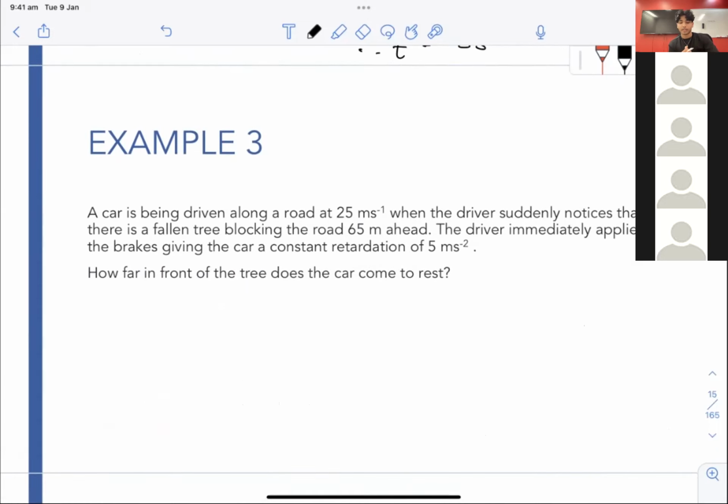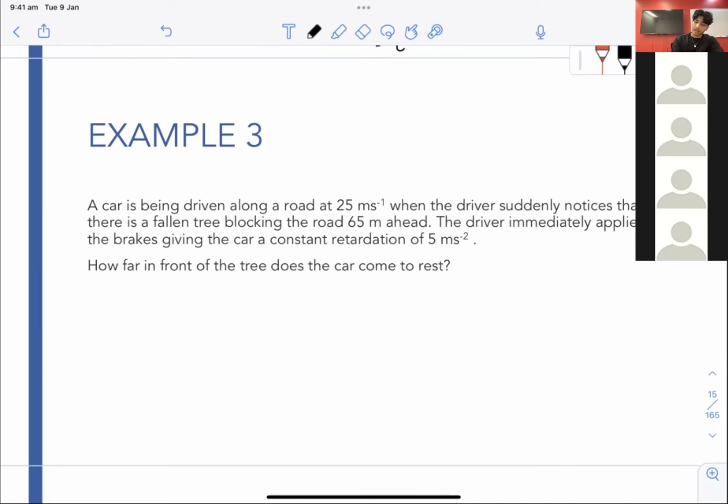All right, number 3. A car is being driven along a road at 25 meters per second when the driver suddenly notices that there is a fallen tree blocking the road 65 meters ahead. The driver immediately applies the brakes, giving the car a constant retardation of 5 meters per second squared. How far in front of the tree does the car come to rest? Okay, so a bigger question now, but the same process. Let's go through and find which variables we have.